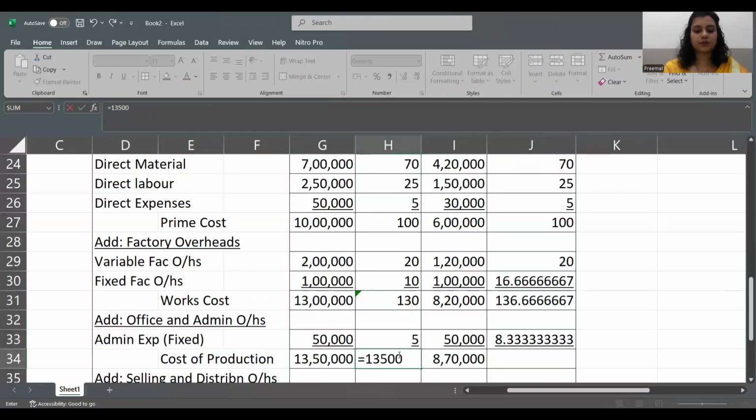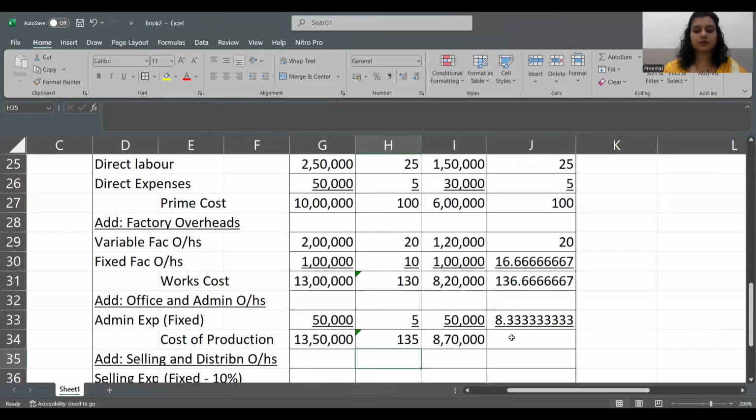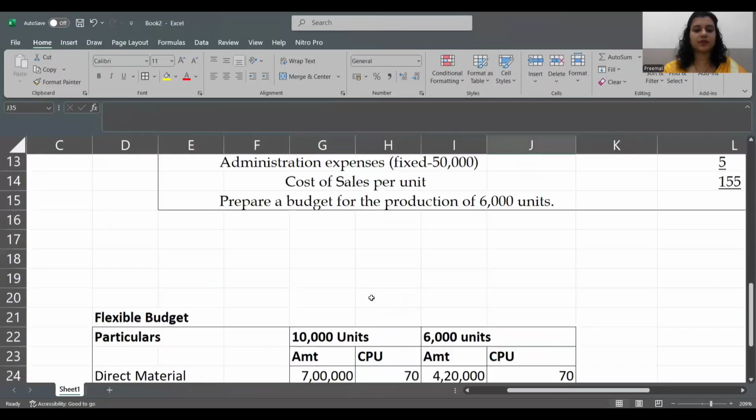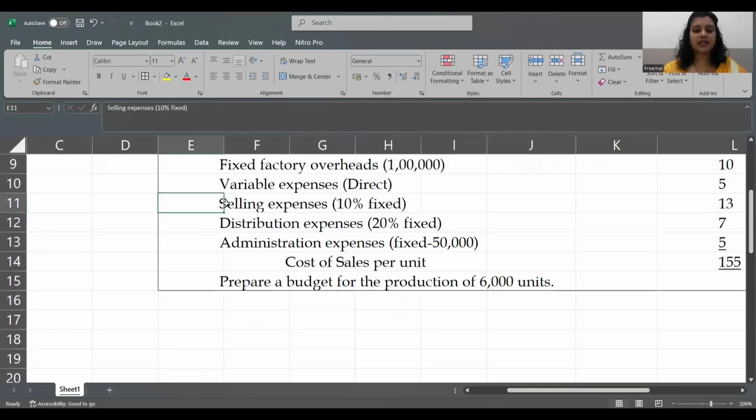Find out the cost per unit. I'm repeating this calculation at every step so that you all know how to calculate the cost per unit. The next overhead that we have is the selling and distribution overhead. Now we do have selling expenses, which is semi-variable, and distribution expenses, which is semi-variable. So we'll start off with selling expenses.